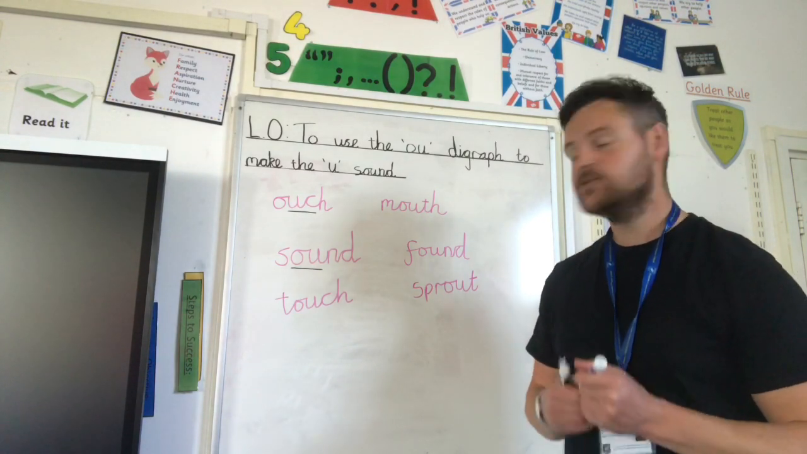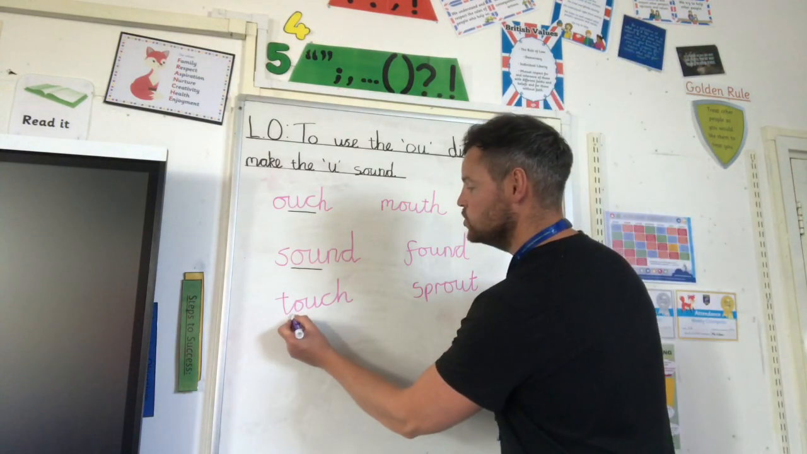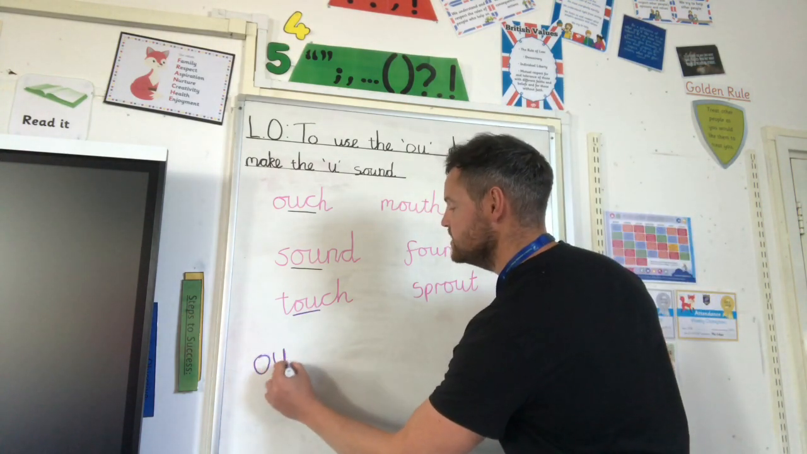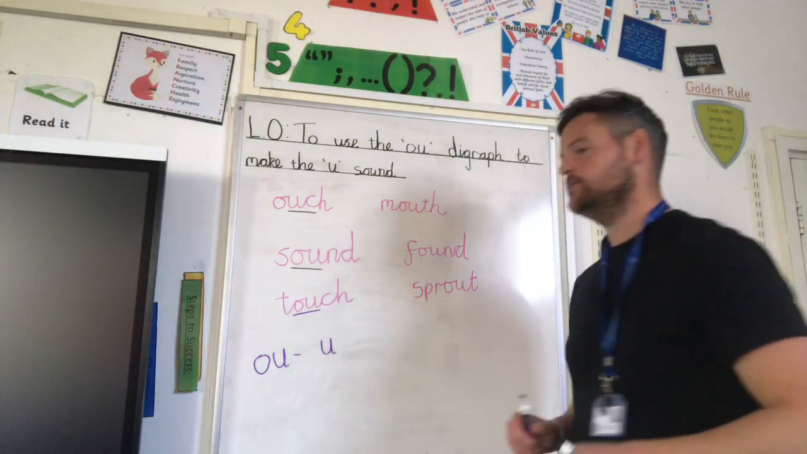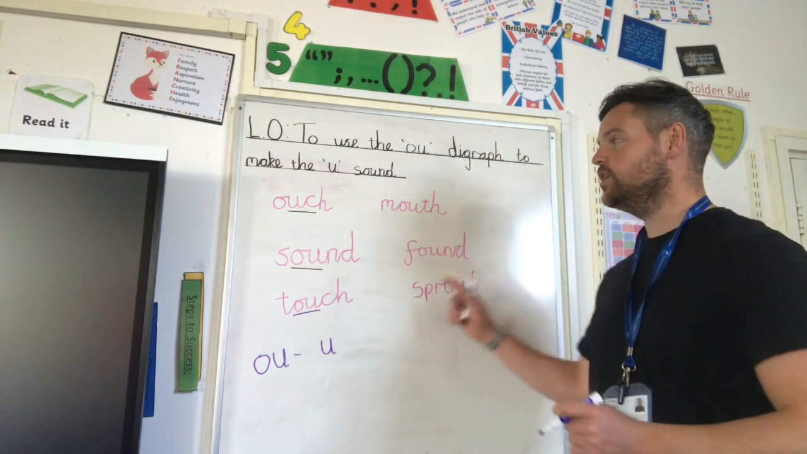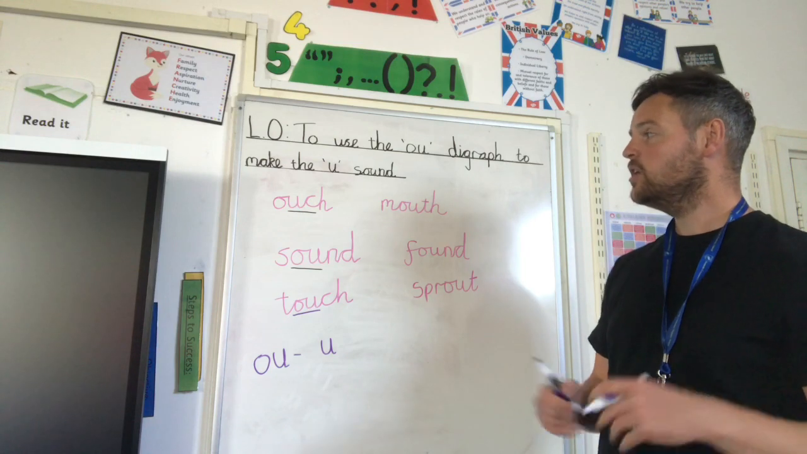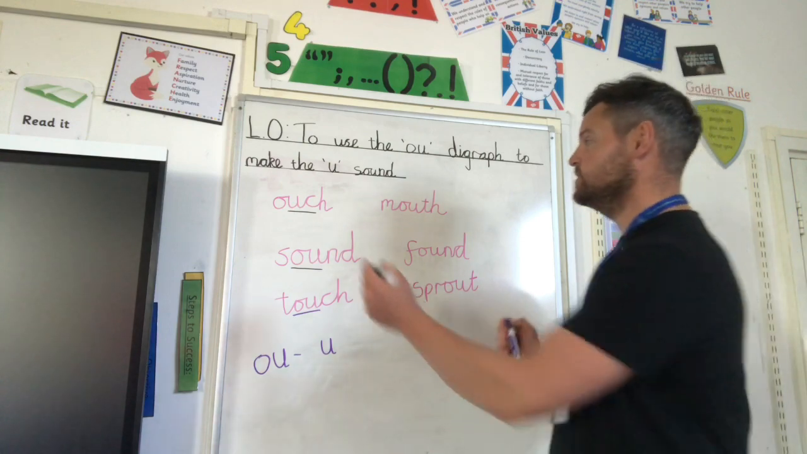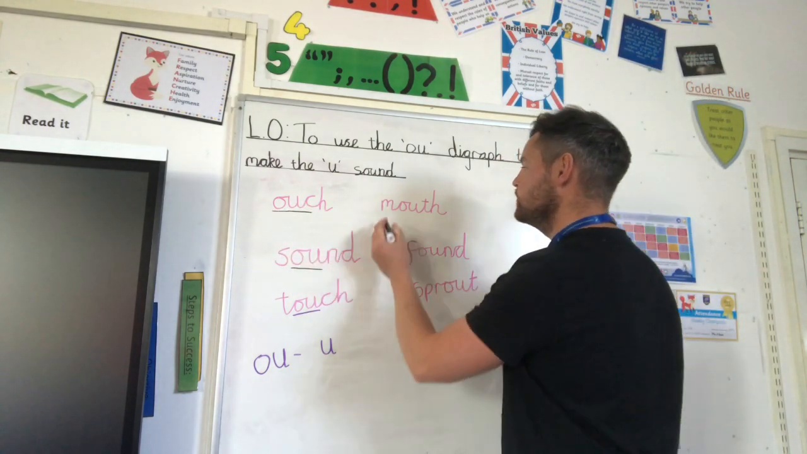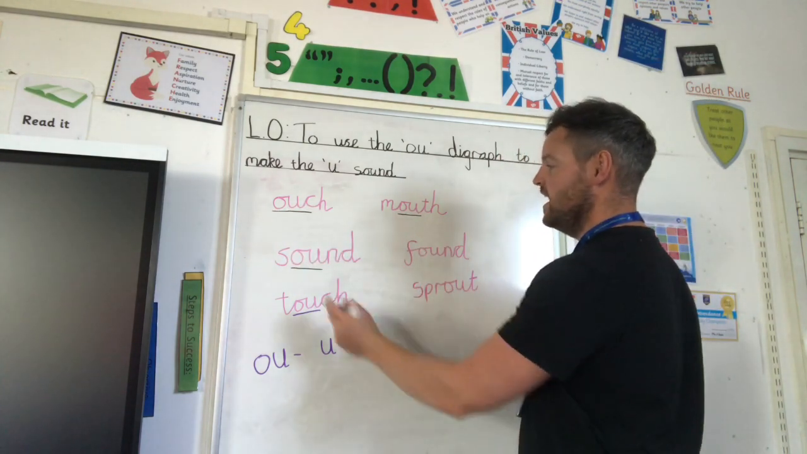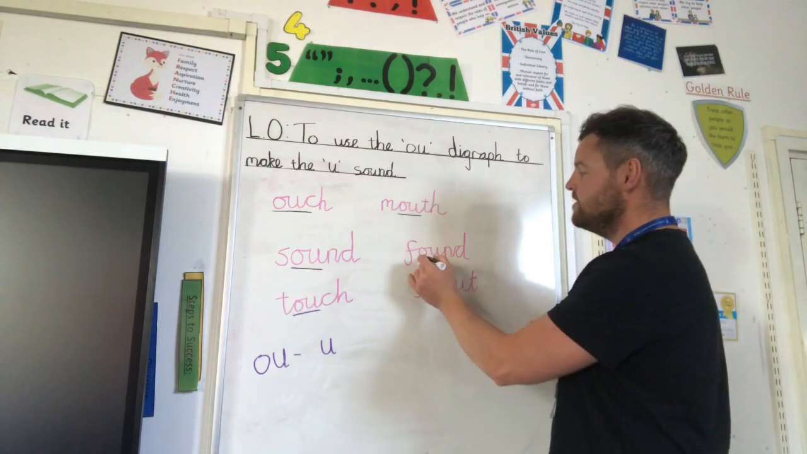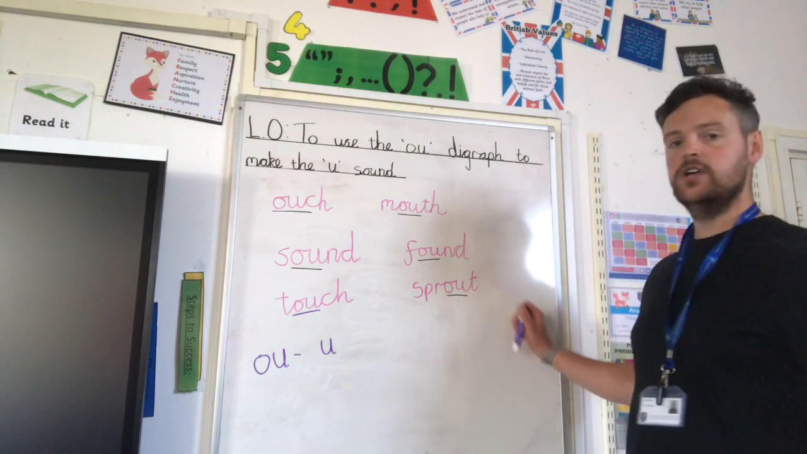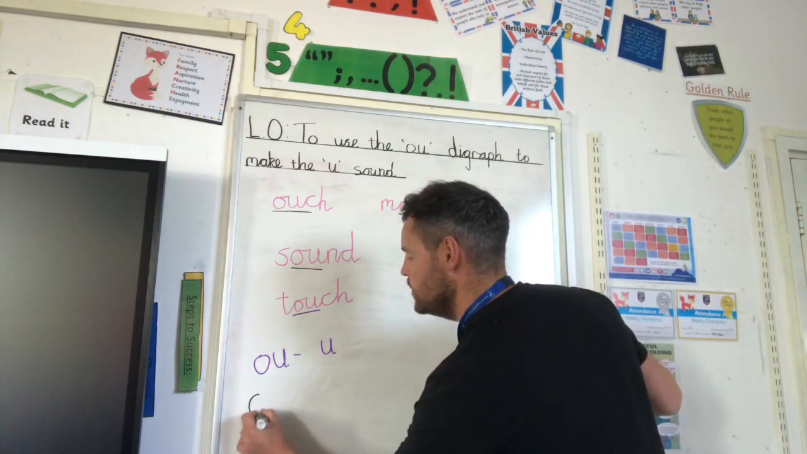That's right, the correct word that we were looking for is touch, because this OU digraph produces the uh sound. All of the other words, the OU digraph produces the ow sound. Okay, so we've got ouch, mouth, sound, found, and sprout. So those other 5, that OU produces the ow sound.